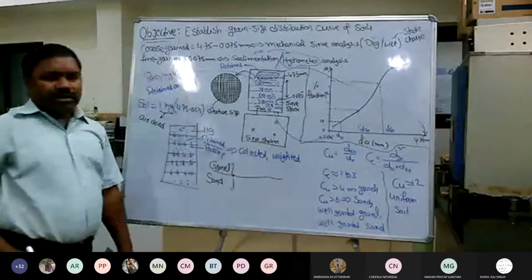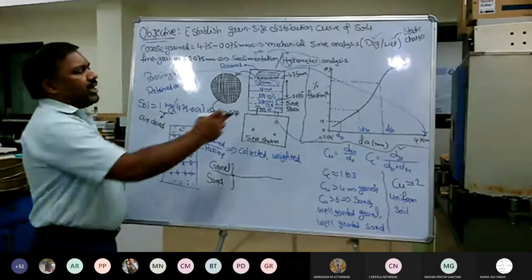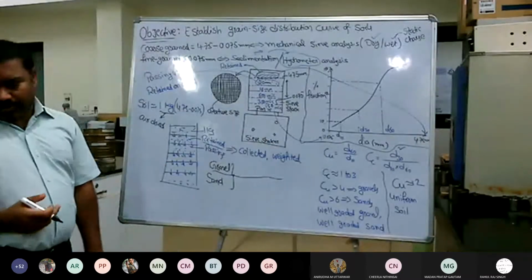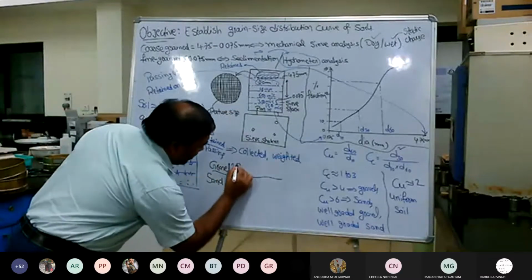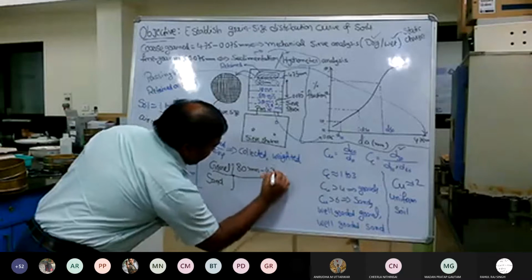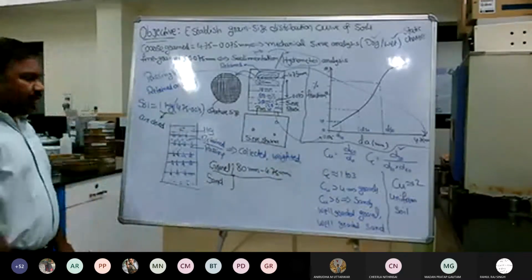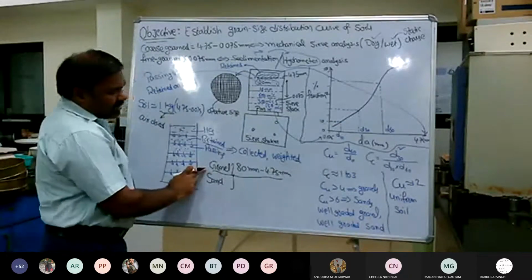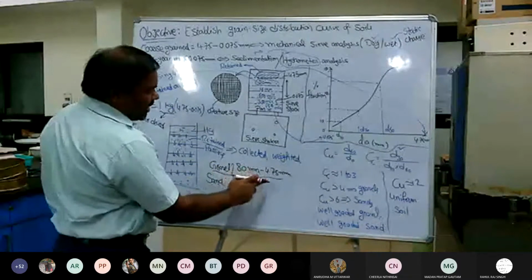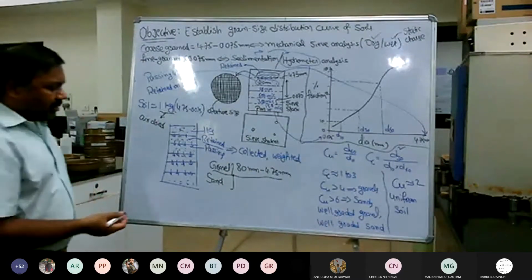Suppose you are doing the analysis combinedly for gravel and sand, maybe you have to take the stack of sieves which also comprises the gravel. So for gravel, the sieve size varies from 80 mm to 4.75 mm. That means when you are dealing with gravel, your soil is composed of particles of size above 4.75 mm up to as much as 80 mm.